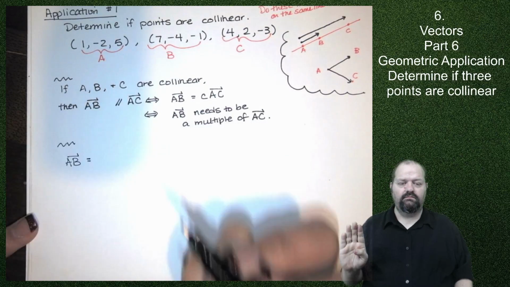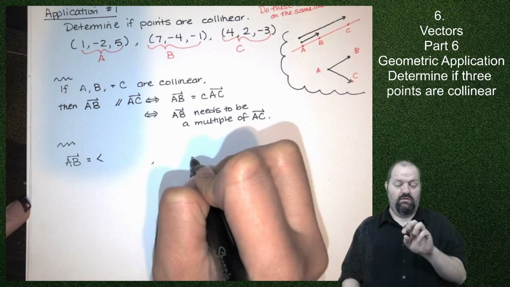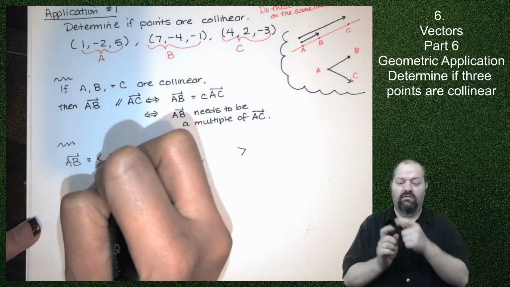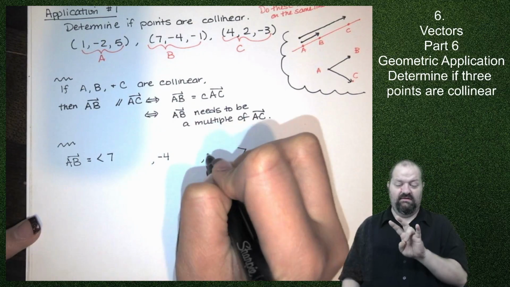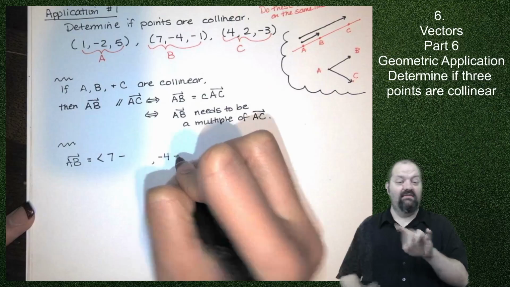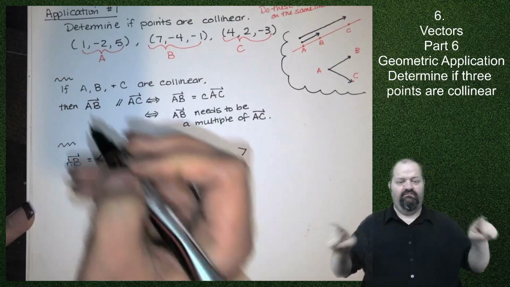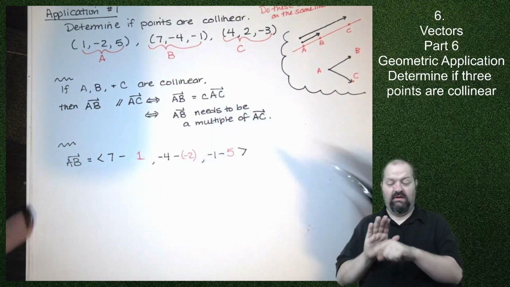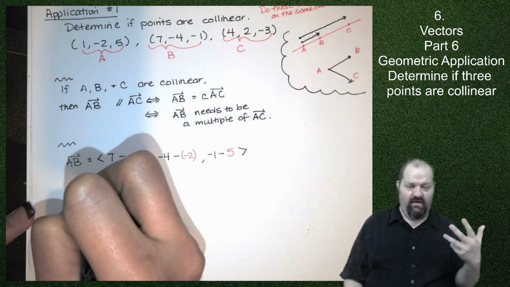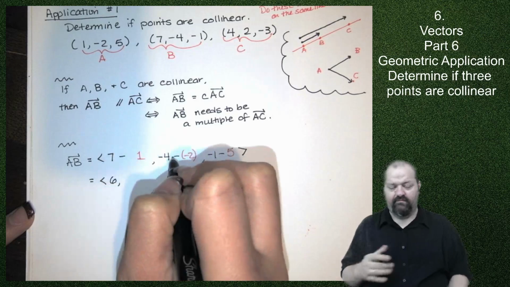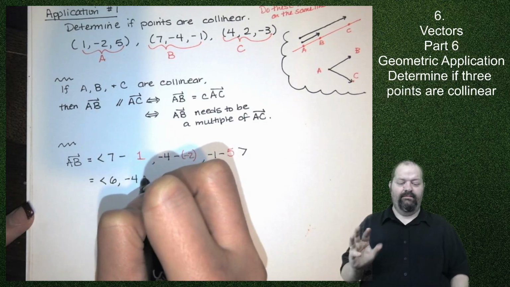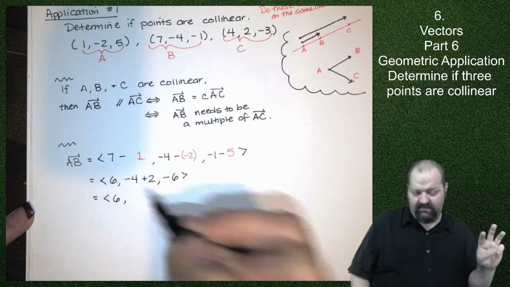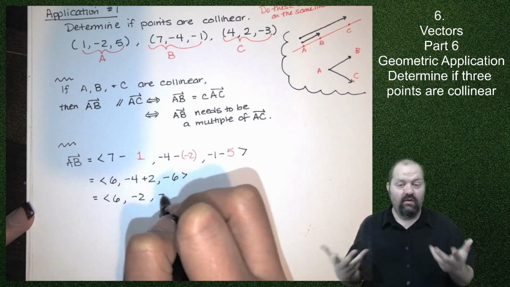You're going to use terminal minus initial. I'm going to start with the coordinates of B, so 7, -4, -1. And then I'm going to subtract the coordinates of A, so subtract 1, -2, and 5. 7 minus 1 is 6. -4 minus a -2 is +2, that's -2. And -1 minus 5 is -6. And so the vector AB is just 6, -2, -6.